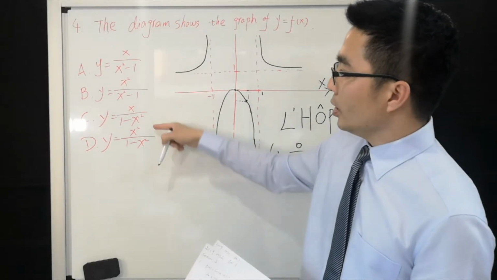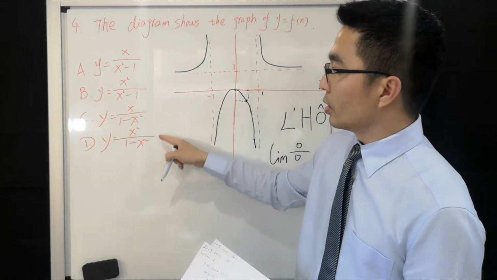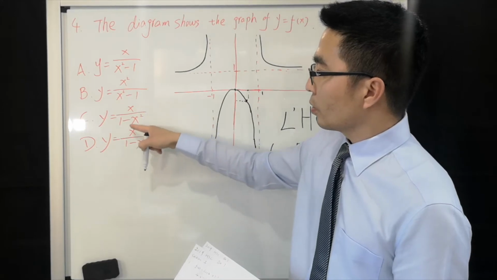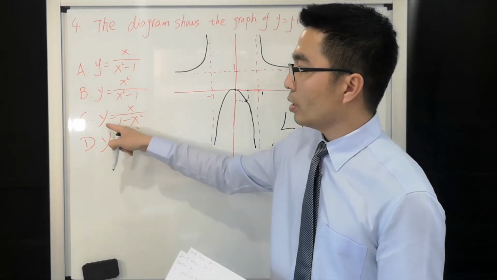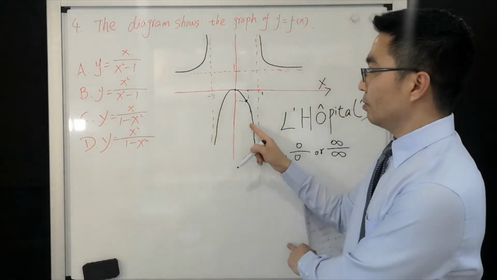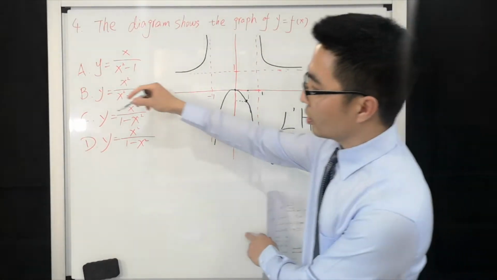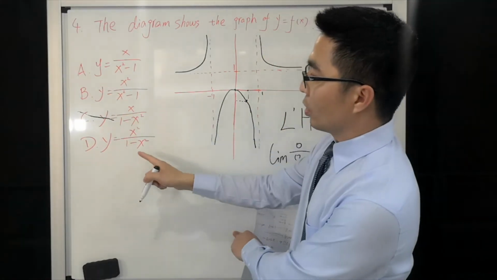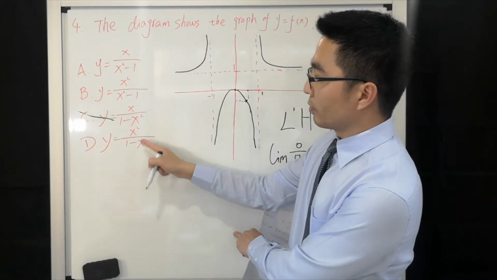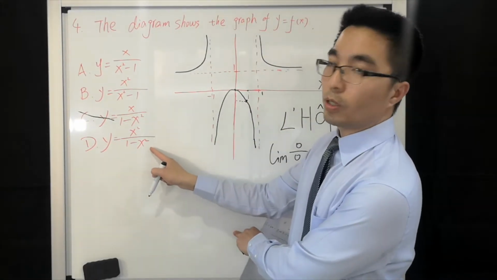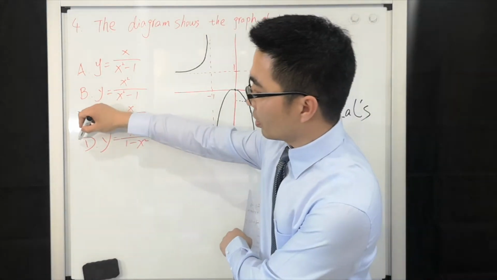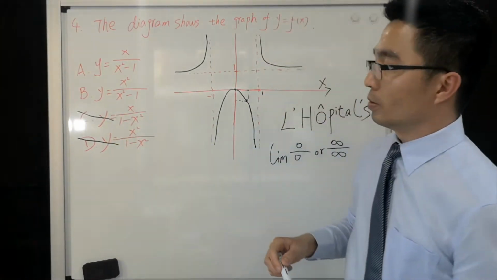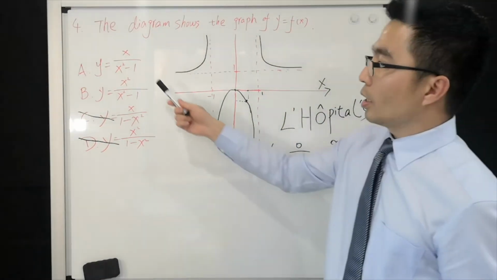And from here, we can see C and D. Here's positive, 1 minus x squared also positive. So positive over positive, y is positive. That doesn't meet the condition of the diagram. Then C can be eliminated. Also D, here's positive, 1 minus x squared also positive, so y is positive. So D should be eliminated as well. Then A and B are left.